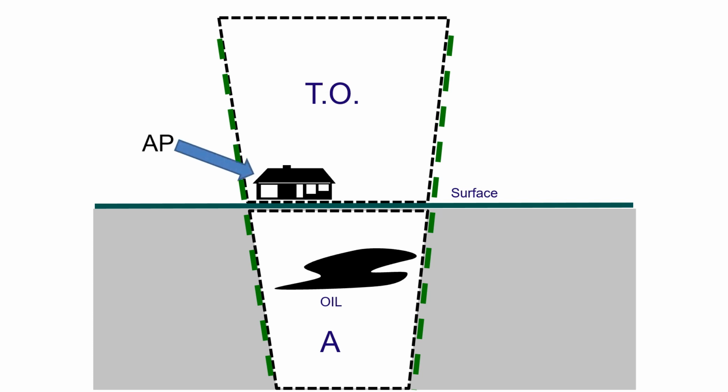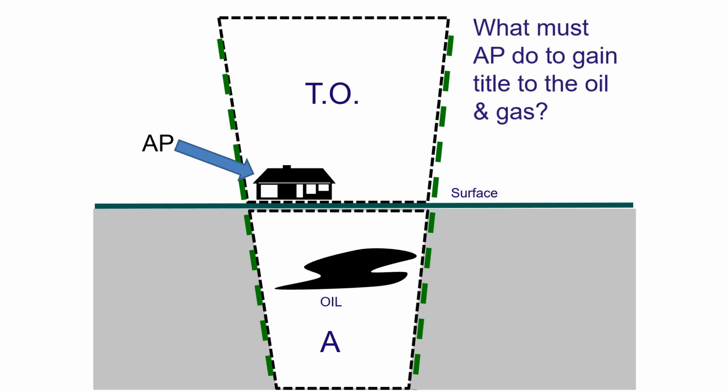Now let's suppose an adverse possessor moves into the house on the surface, stays there for the required time period. What does the adverse possessor own? Well, the answer is only the surface estate. Why? Because the adverse possessor hasn't done any trespassory actions against the mineral estate.